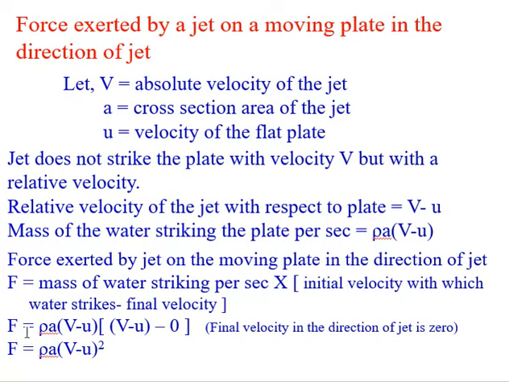Therefore, capital F is equal to rho A (V minus u). The initial velocity is V minus u, and after striking, the velocity is 0. Therefore, the final velocity in the direction of the jet is 0. Finally, F is equal to rho A (V minus u) whole square. This is the force exerted by the jet on the moving plate in the direction of the jet.